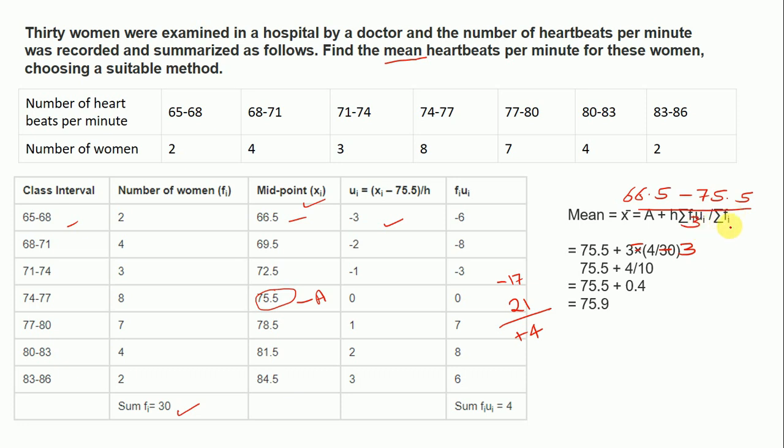divided by Fi, and we have assumed A is equal to 75.5, so it will be 75.5, H is equal to 3, and FiUi is 4, and summation of Fi, that is frequency, is 30. So just solve this equation and your answer will be 75.9. You just have to focus on the process, and the rest is the calculation part, and that is very easy also.